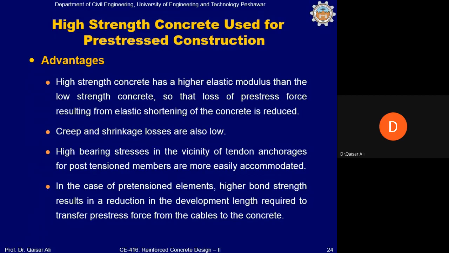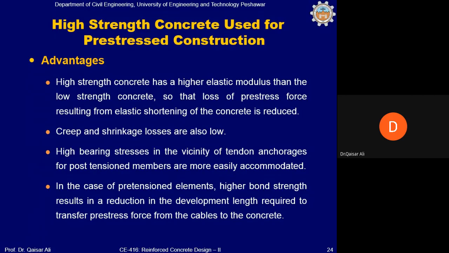Both are used in the pre-stress concrete industry. In post-tensioning, high bearing stresses in the vicinity of tendon anchorages are very obvious. They will occur, so this can also be easily accommodated in high-strength concrete. In the case of pre-tension elements, higher bond strength results in a reduction in the development length required to transfer pre-stress force from the cables to the concrete.